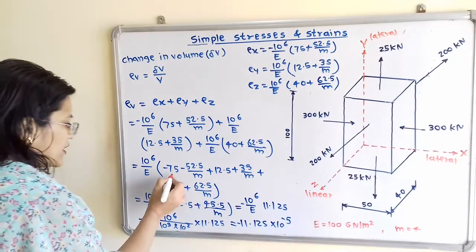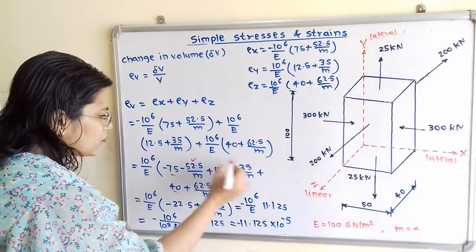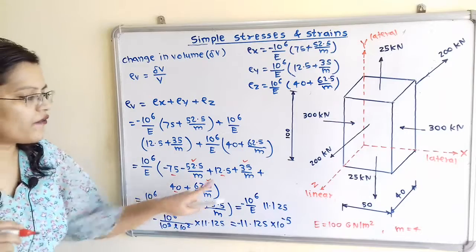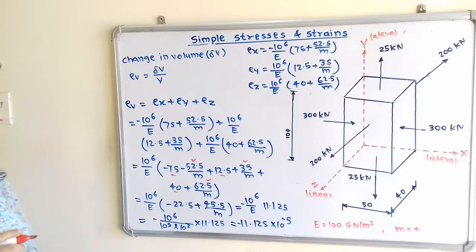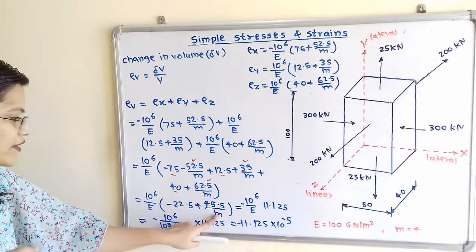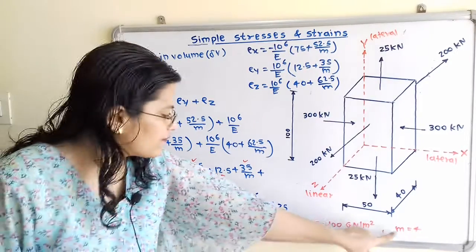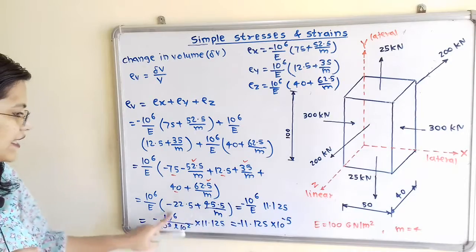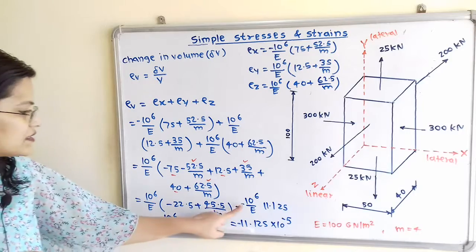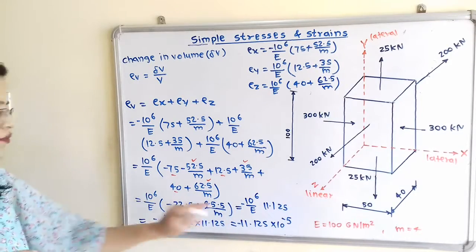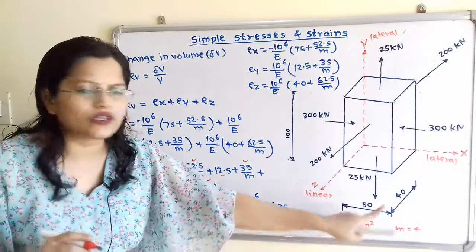Now we will calculate these three terms. So it is minus 22.5, and then we will calculate these three terms, that is in the form of M. So we will get plus 45.5 by M. Now if we observe, the value of M as well as the value of E are given. So when we put M equal to 4, then inside the bracket we will get minus 11.125. So this negative sign we have to show here. And when we put the value of E, that is 100 giganewton per meter square.